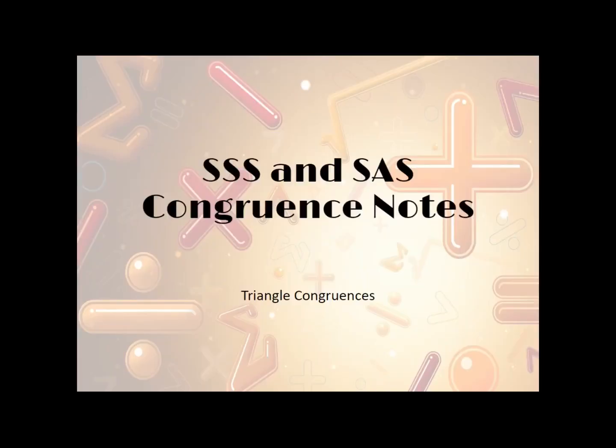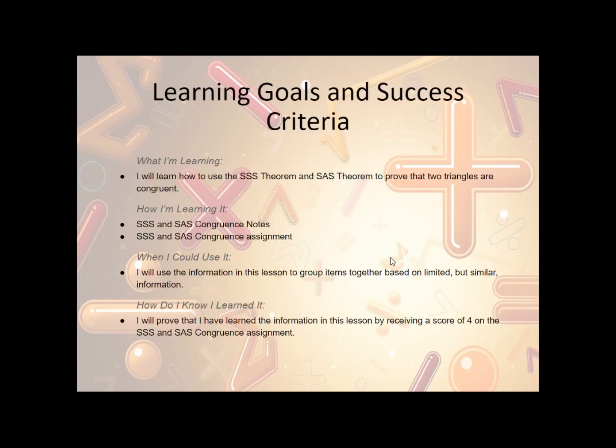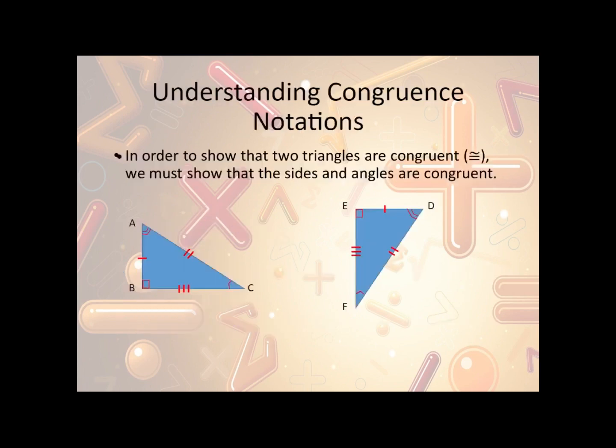Let's take a look now at the SSS and SAS Congruence notes. The notes begin with the learning goals and success criteria. Now, understanding congruence. In order to show that two triangles are congruent, we must show that all the sides and all the angles are congruent. So first we need to state the parts that are congruent.